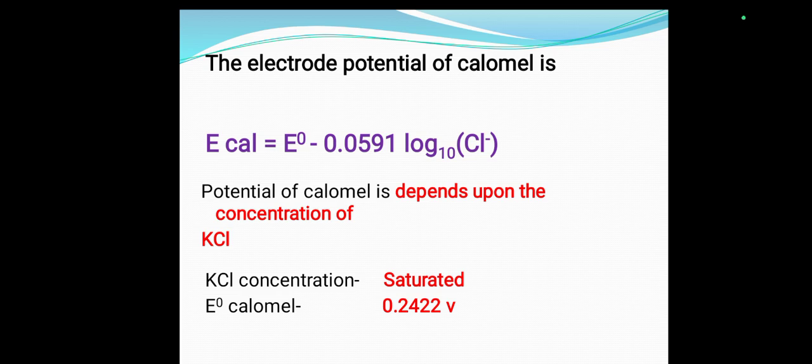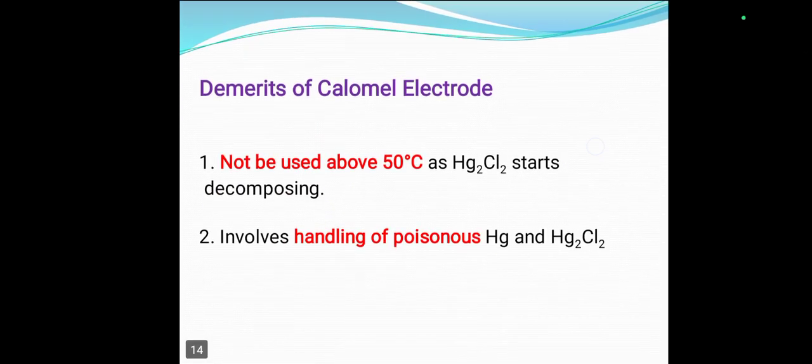Okay. So as far as concentration is concerned, I said in the Calomel electrode we take a saturated solution of KCl, and the standard potential of Calomel electrode is known, and what is that value? 0.2422 volt. So the standard known fixed potential of Calomel electrode is 0.2422 volt.